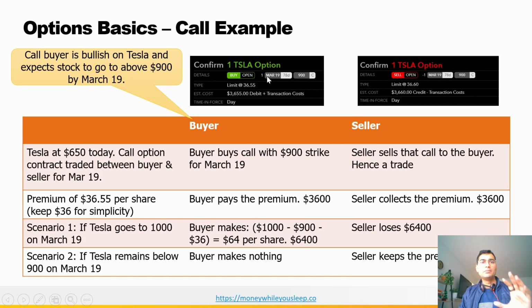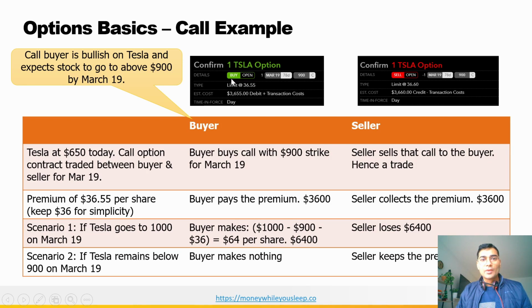So what is he doing? Right now, let's say the price of Tesla is around $650, and this guy is saying that by March 19th, this is going to go above $900. I am very bullish. And right now we are in January. It's January 1st, by the way, guys. So happy New Year. So he's going to place this contract.